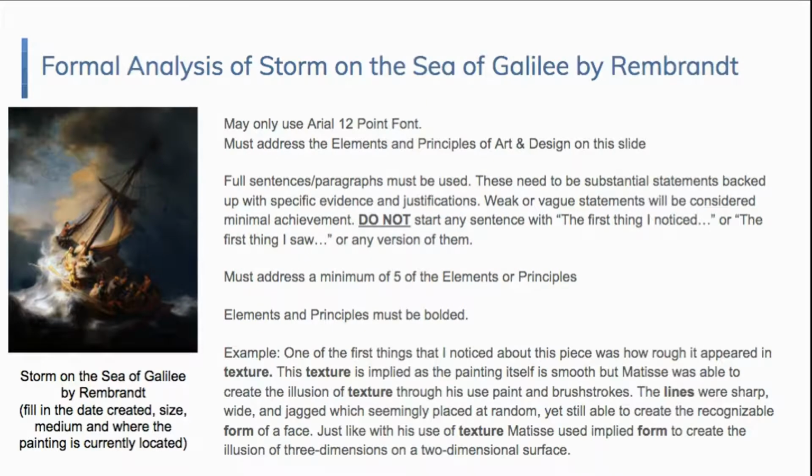The first one is the formal analysis of Storm on the Sea of Galilee by Rembrandt. You are going to go in and delete the text that I have placed in the box on the center right part of this slide, and you will type your own information. You can only use that 12-point Arial font, and you are going to be discussing the elements and principles on this slide. Make sure you use those full sentences and paragraphs.